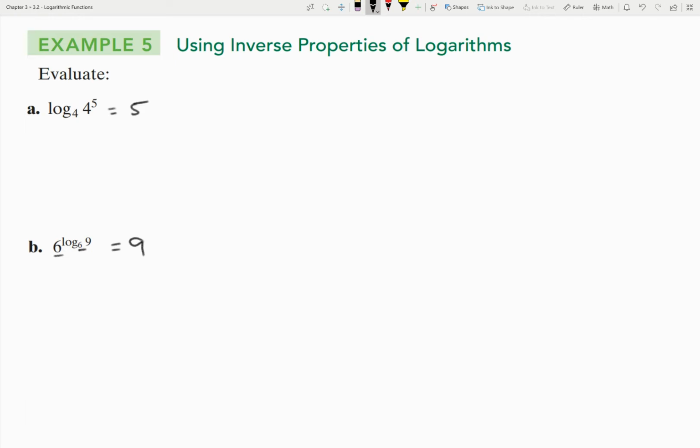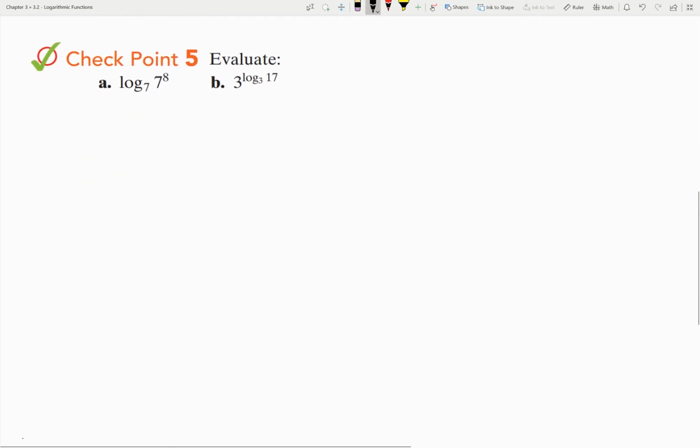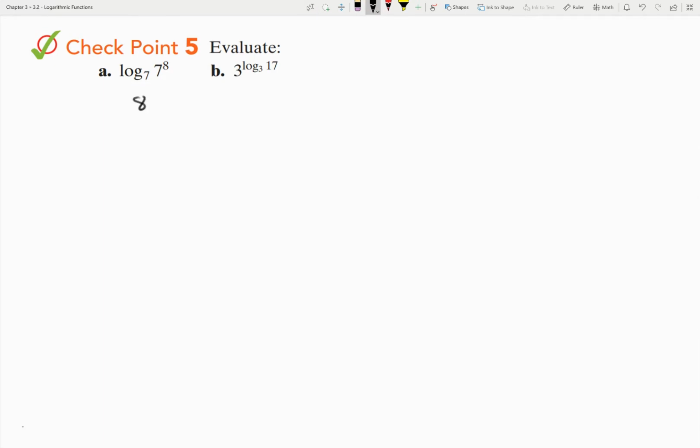Those are the two parts of the function that undo each other, 6 to some power, and the power is the log base 6 of 9. The 6 and the log base 6 undo each other, and we're left with just 9. Same thing with these two. This one's going to be 8, and this one's going to be 17. As long as the bases match, these two functions undo each other. If they didn't match, now you've got a problem.